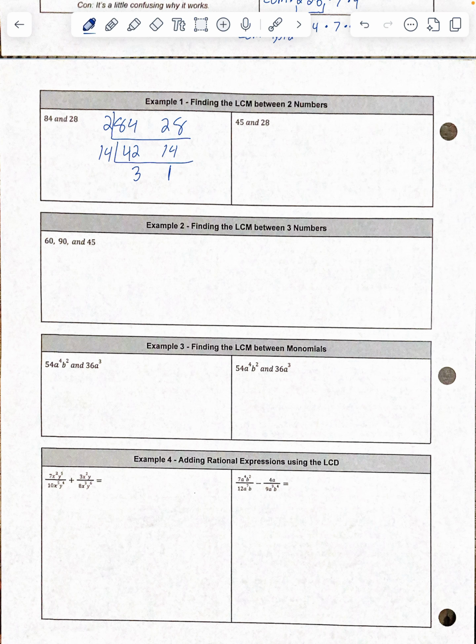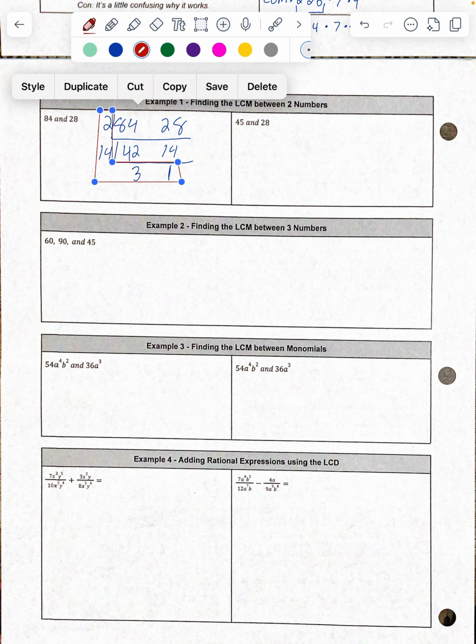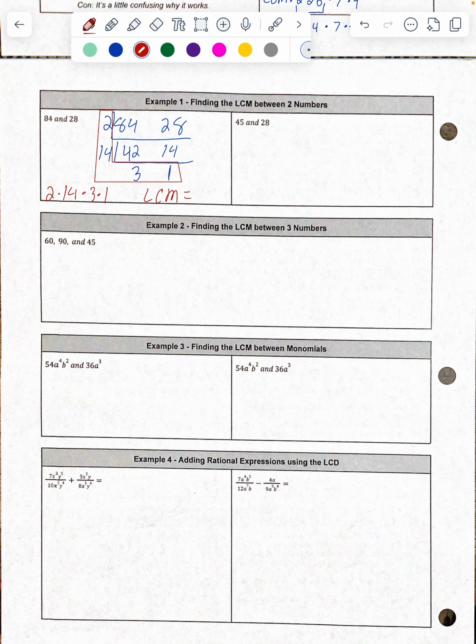And then my LCM is going to be everything that is on the outside. So my LCM is going to be 2 times 14 times 3 times 1. My LCM is going to equal 84.